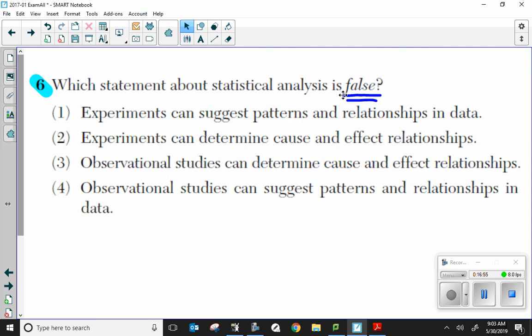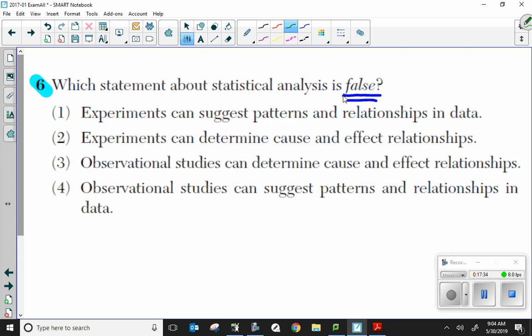But let's take a look at these things. Some of these things, because we really don't drill this type of content in class, experiments can suggest patterns in relationships and so forth. It's almost like common sense, and I really don't like these problems, but here's what I'm going to do. I'm going to look at all 4 of these responses, figure out which ones are true and which ones may or may not be false, and kind of do a process of elimination.